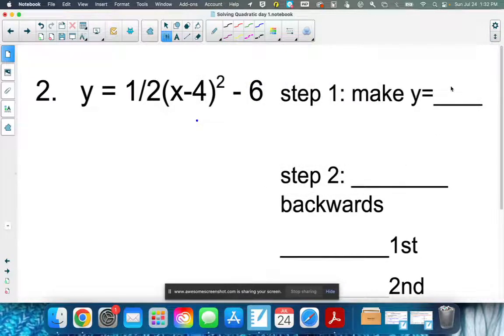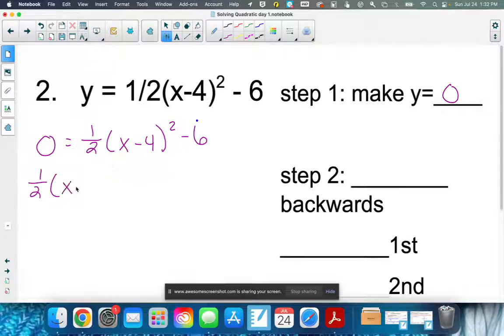Okay, so make your y equal 0. And if it makes you more comfortable, you can always put the 0 on the right side of the equation. It doesn't matter either way. So it can be written like this, or you can flip sides. It's not going to change anything.